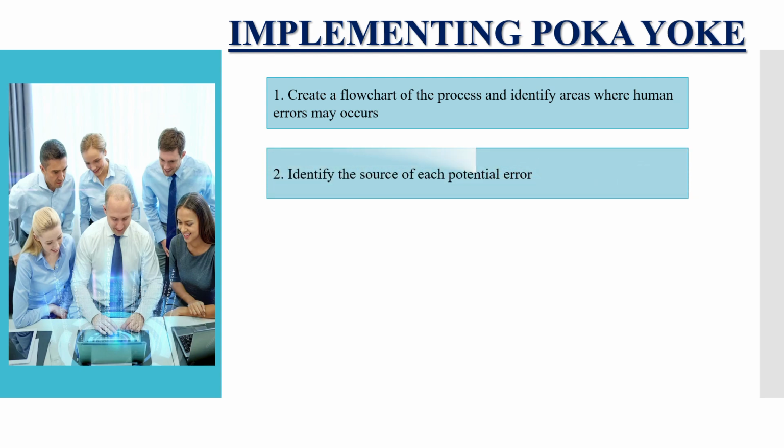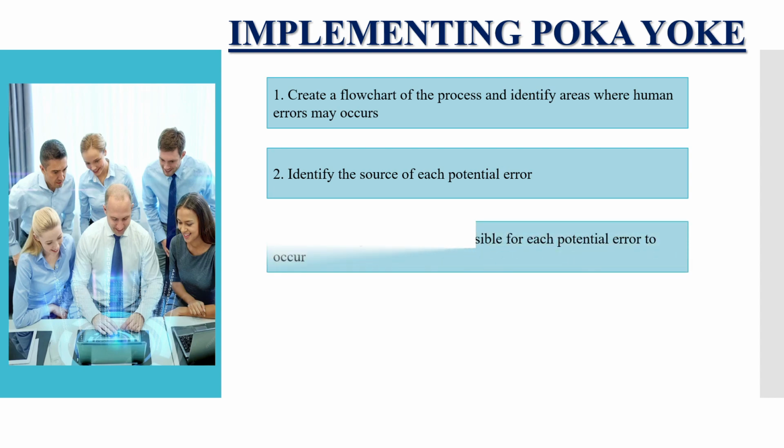Secondly, we have to identify the source, that is the root cause of each potential error. We have to go for why-why analysis: why the particular error is coming in the particular process. The next step is to think of a way to make it impossible for each potential error to occur. We have to go through a brainstorming session, analyze, understand and simplify things, and think in a direction of how we can eliminate the error in the process and make it impossible to occur in the future.